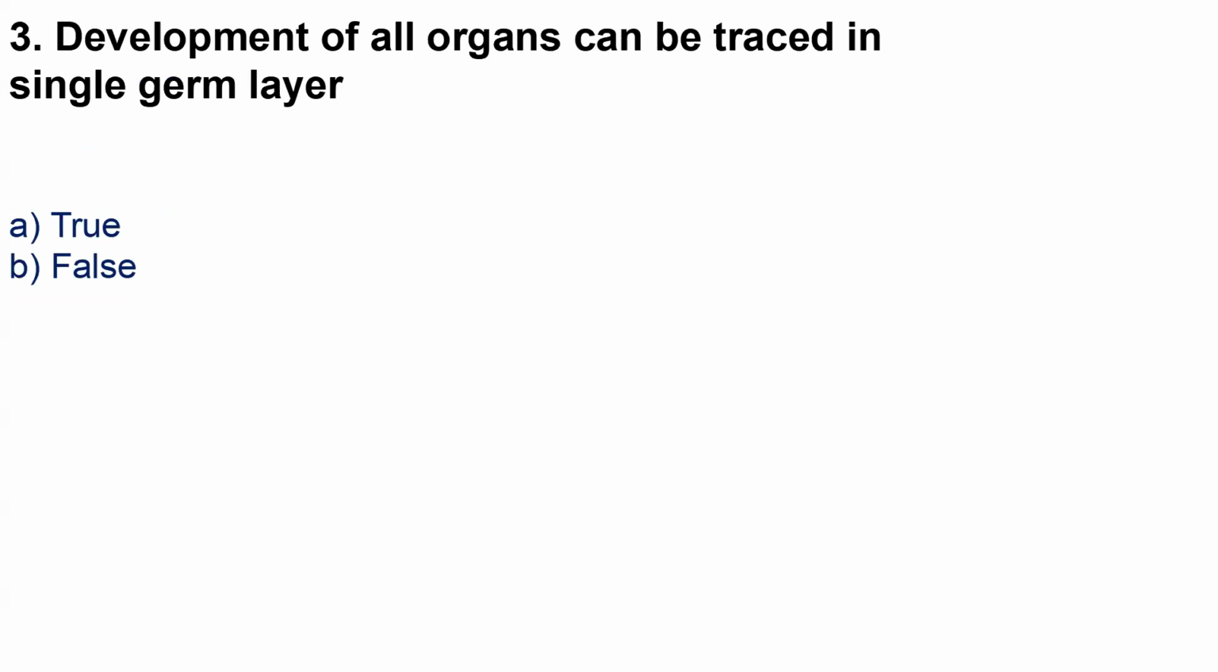Question 3. The development of all organs can be traced to a single germ layer. A. True, B. False. The answer is true.